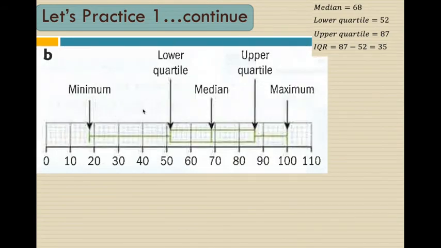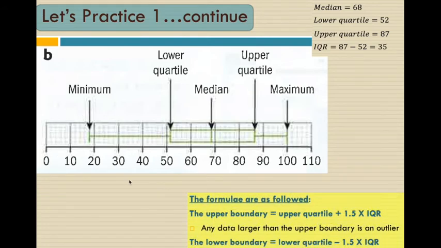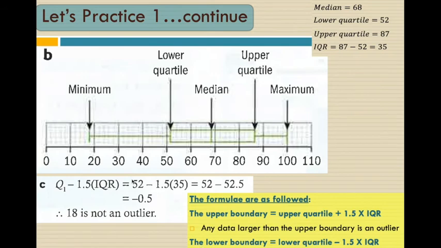So next we want to check whether 18 is an outlier. Now since 18 is at this part of the box and whiskers, so we will only be using the lower boundary. Okay, and the lower boundary is equal to 52 minus 1.5 times 35, yeah, and that gives us negative 0.5. Therefore, 18 is not an outlier.